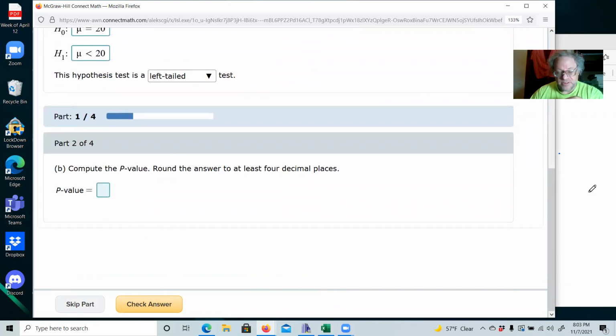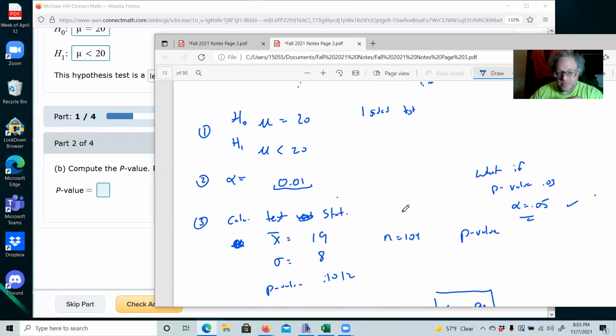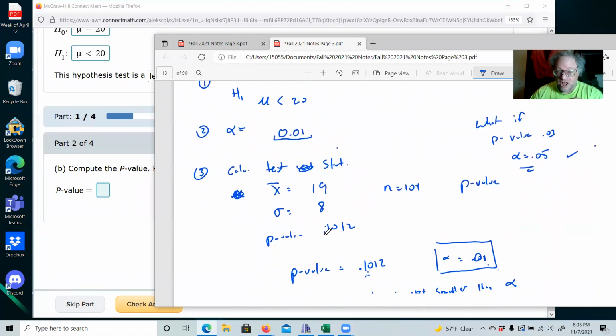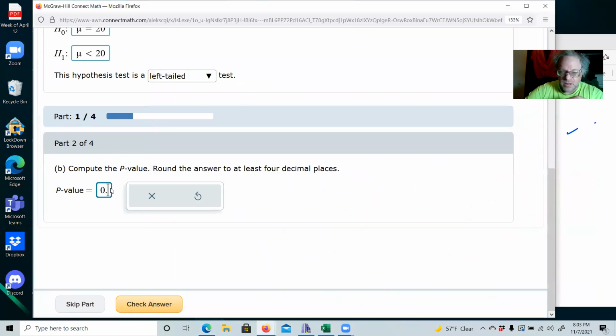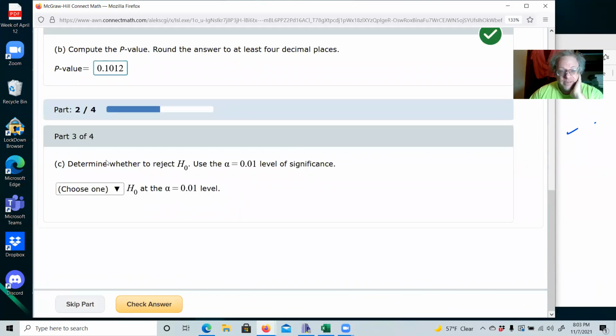Okay, calculate the p-value. That's our second level here. We're actually at step 3. Our p-value was 0.1012, a little bit more than a dime. Determine whether to reject H0 at the 1% level of significance. We said that p-value is pretty high, so we're not going to reject the null hypothesis.